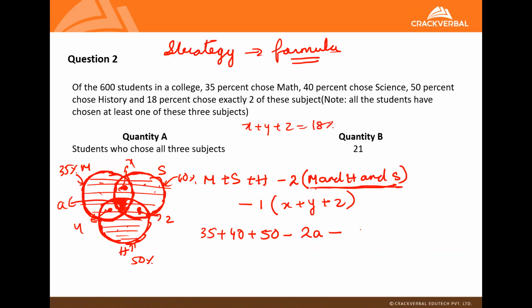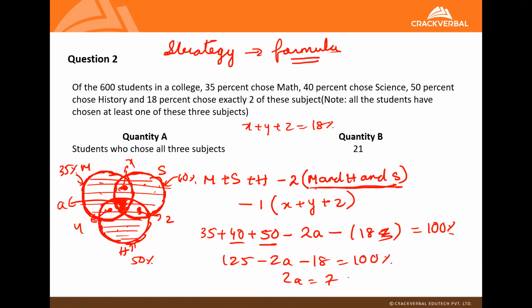So 125 minus 2A minus 18% has to be equal to 100%. Remember, all of these here are percentages, right? So 35 plus 40 plus 50 is 125, 125 minus 2A minus 18 is equal to 100%. So 2A would be equal to 7%. So A will be equal to 3.5%. 3.5% of 600 is 21. Gives you the answer choice, Charlie.